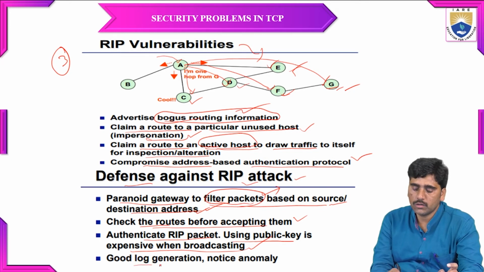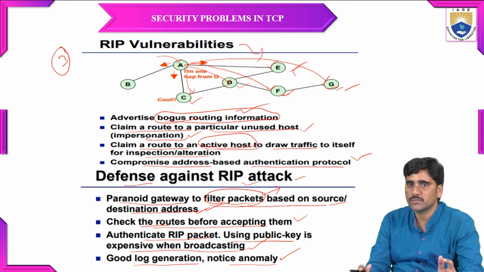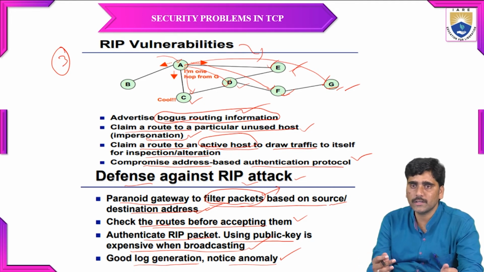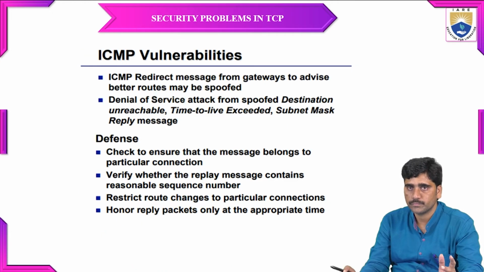And the next one, good log generation and noticing anomalies. Every time we have to focus on the generation of the packets as well as the logging of the packets. By doing all these defensive techniques, we are able to avoid these routing information protocol vulnerabilities.